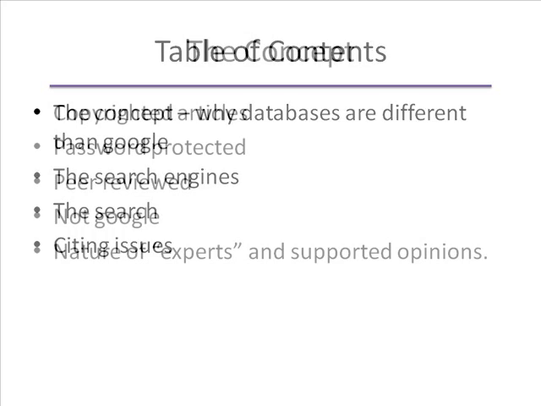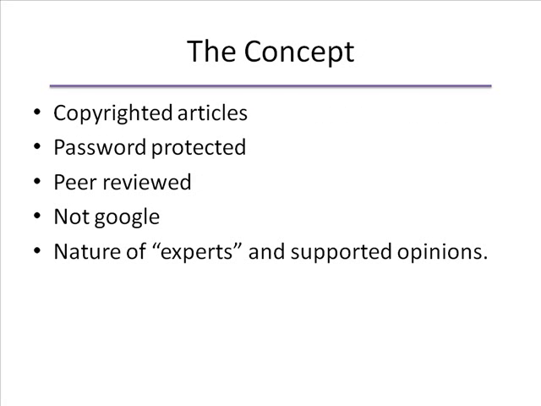Library databases are probably a new concept for many of you. Simply put, a library database is a collection of copyrighted, peer-reviewed articles stored in a password-protected search engine. Notice those keywords that I just used: copyrighted, password-protected, peer-reviewed. The key concept here is contained in the words peer-reviewed. This means that the articles are written by experts in a certain field and then read over and edited by other experts in the field.